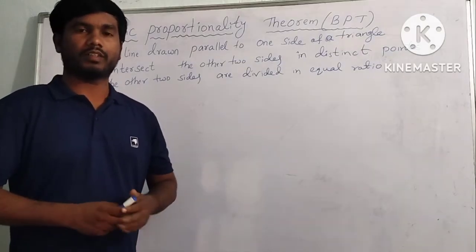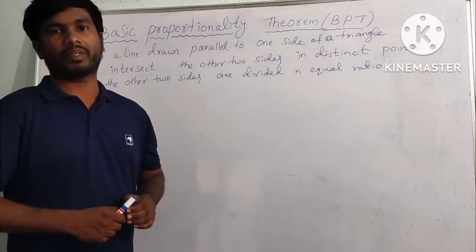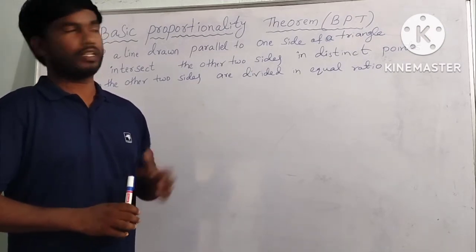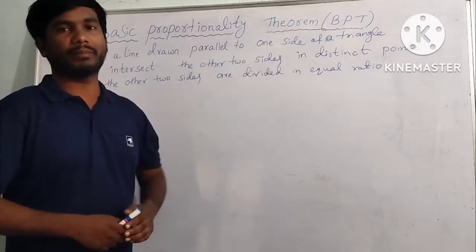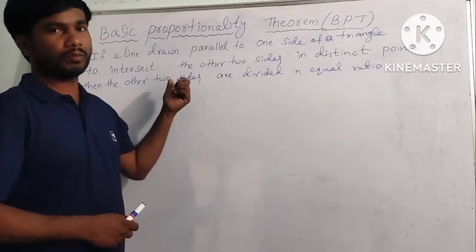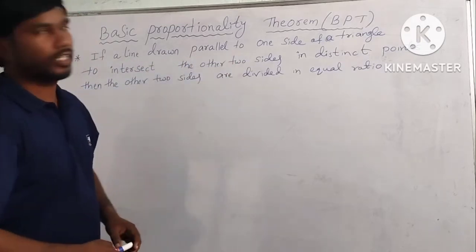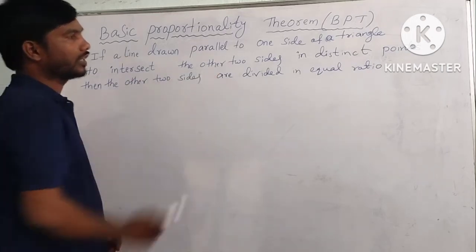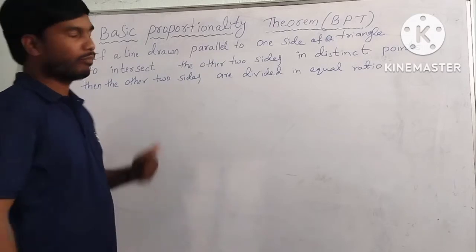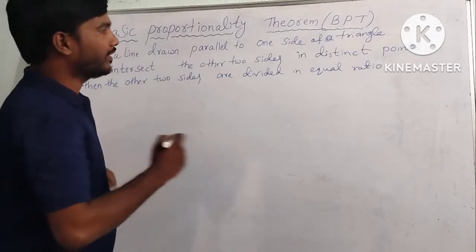Hi everyone. Today's topic, one of the important topics in the triangles chapter, is the basic proportionality theorem. Simply, we call it BPT. So what is the basic proportionality theorem? If a line is drawn parallel to one side of a triangle to intersect the other two sides in distinct points, then the other two sides are divided in equal ratio.